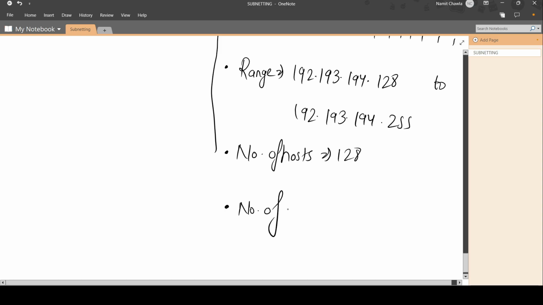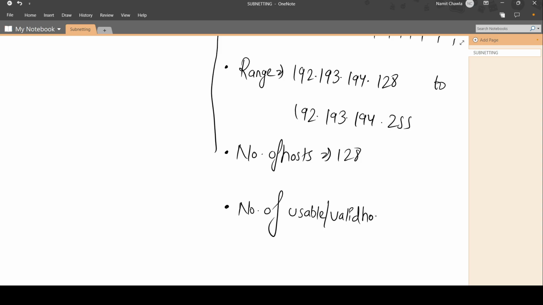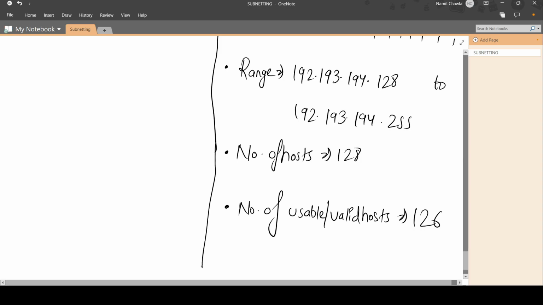Number of usable or valid hosts. So it would be 126, because the first one is for the network address and the last one is for the broadcast address.